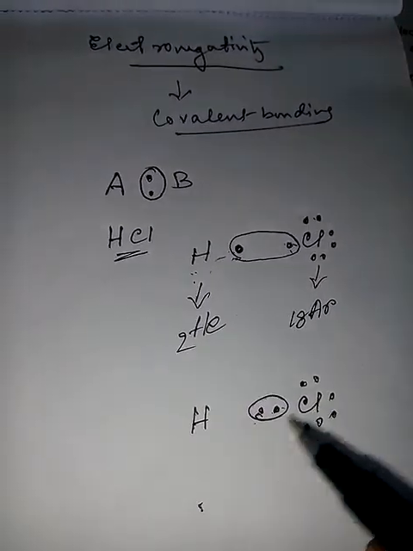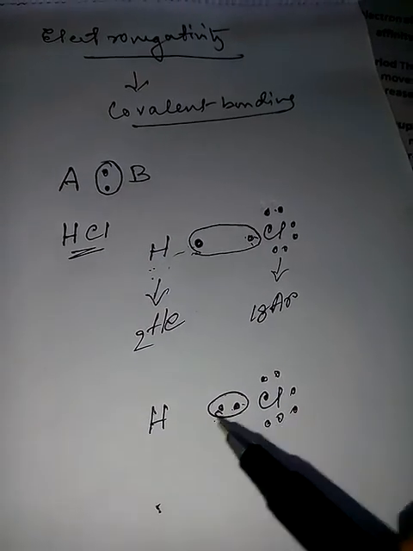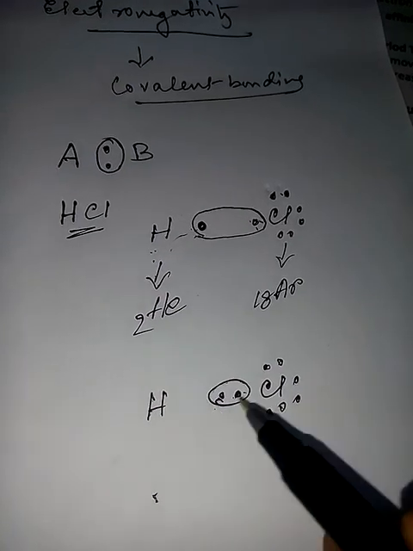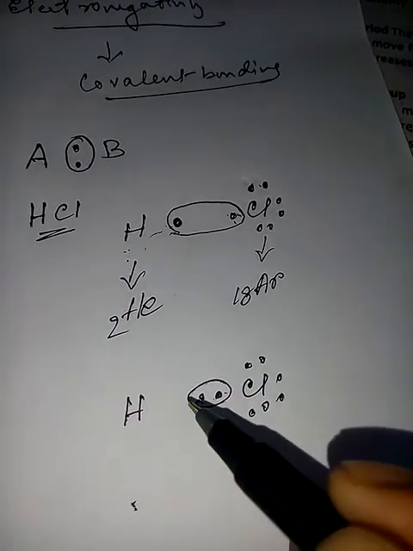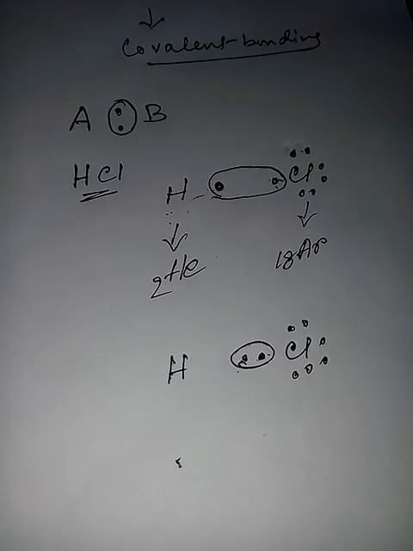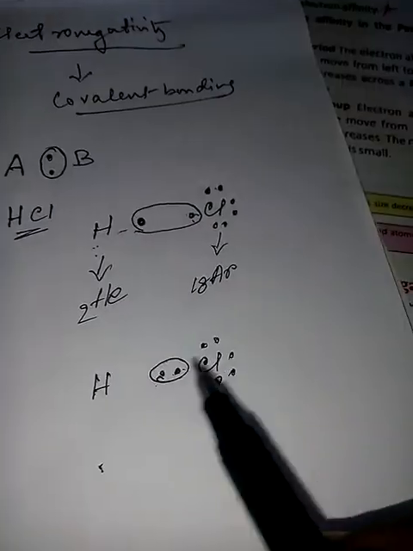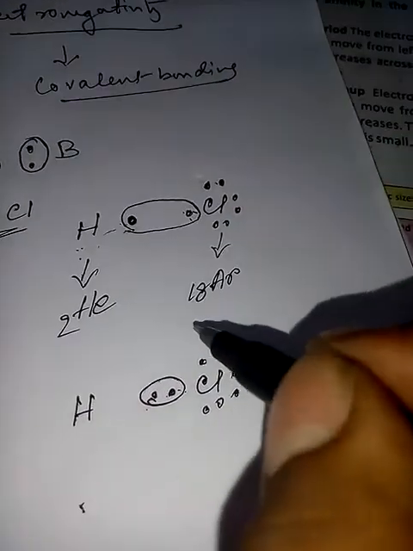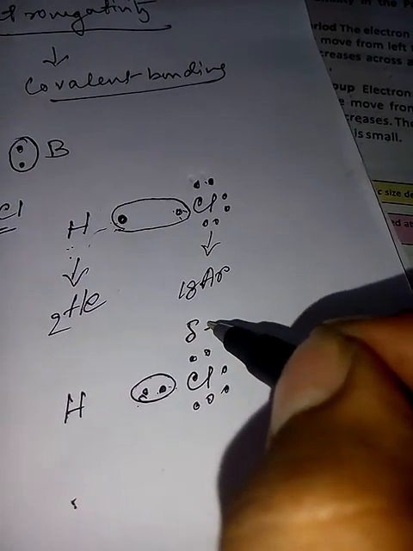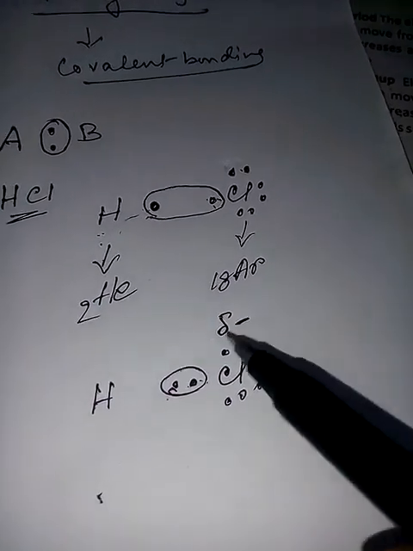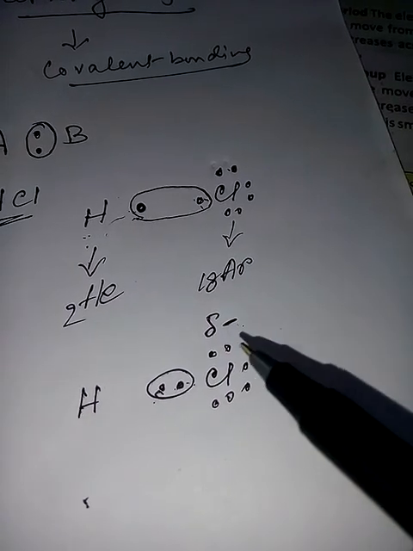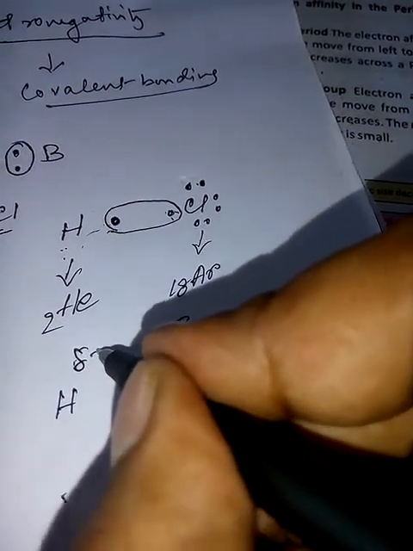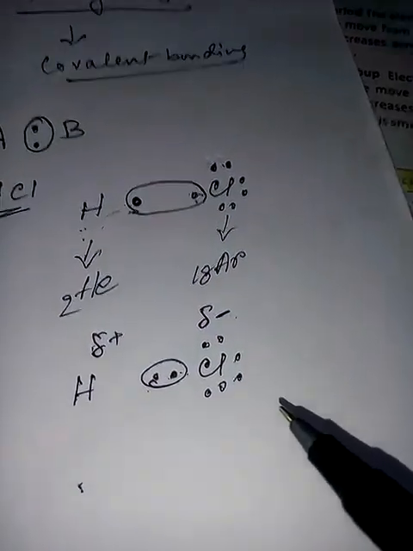After understanding the concept of electronegativity, you can see here chlorine has attracted the shared pair of electrons toward itself, and electrons have a negative charge. So if more electron density shifts toward chlorine, chlorine will have a partial negative charge, given by delta minus, whereas hydrogen will acquire a partial positive charge.